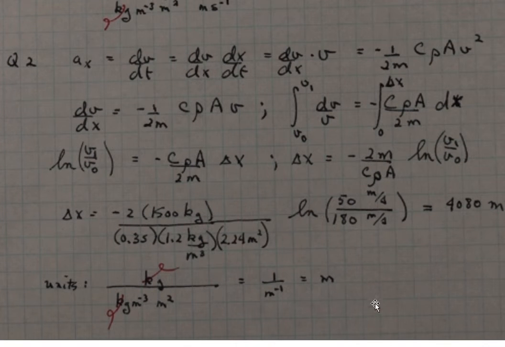Again, let's check the units here. If you check the units, you'll see kilograms cancel as before. This is dimensionless, and so basically I just get 1 over m to the minus 1, which is m, as appropriate.